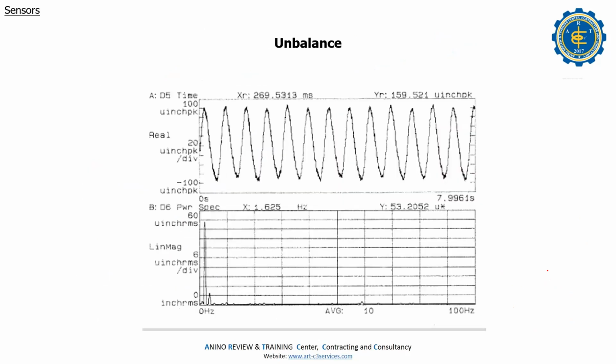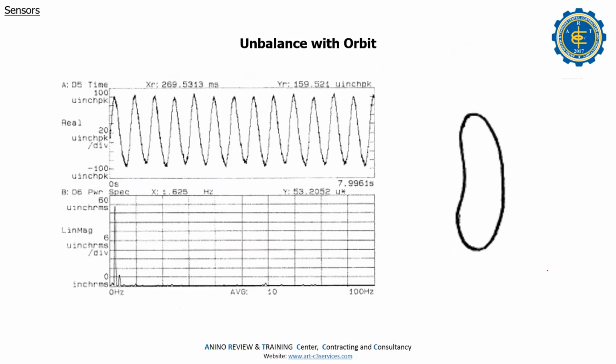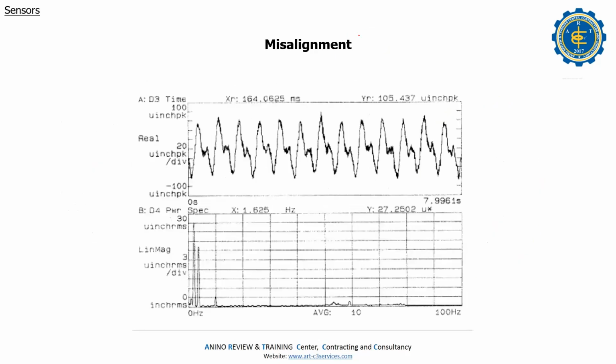Okay, so unbalance is 1x. If it's unbalanced, you know this one is unbalanced. I saw that already in System 1, that there is unbalance. This is the orbit. Before, I did not know if it was true or not, but when I saw the actual, I said okay, it's true. This one also shows misalignment.